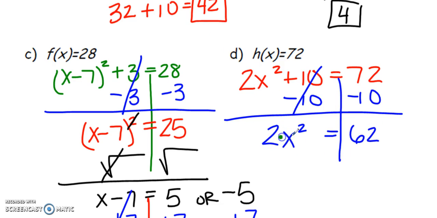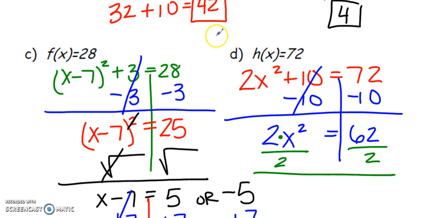Next, we're going to get rid of the multiplying by 2 guard, divide by 2 on both sides. X squared remains, and 62 divided by 2 comes out to 31. Now unfortunately, this is not a very nice result since 31 is not a perfect square.